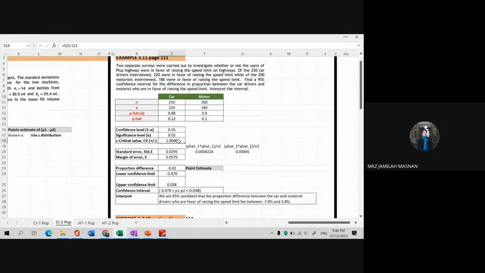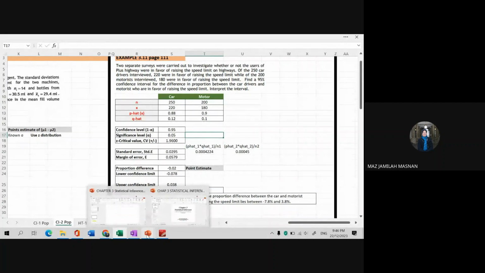Now the critical value, because you are using the Z, using NORM.S.INV of 1 minus alpha, that is 0.95 divided by 2, will give you the critical value for left and right. So that will be plus minus 1.96. Now for the standard error, we are using the formula from just now.